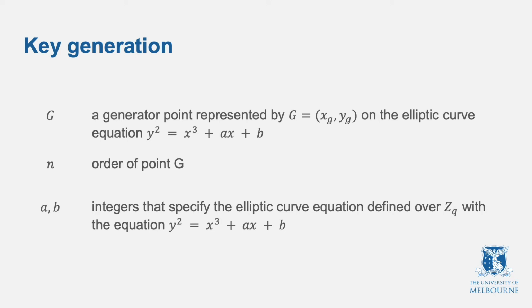There are some global domain parameters that should be shared by the public in advance. G is the generator point. N is the order of point G. That is, N is the smallest positive integer such that N times G equals O. A and B are integers that specify the elliptic curve equation defined over Z sub q, with the equation y to the power of 2 equals x to the power of 3 plus ax plus b.